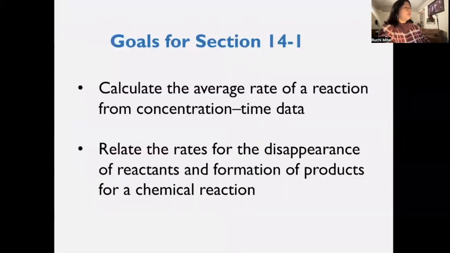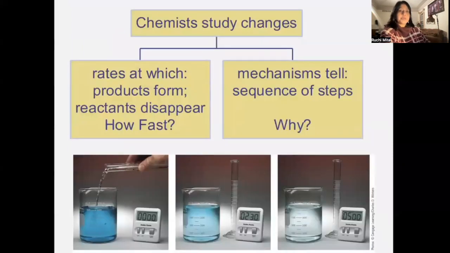So let's proceed with kinetics. First goal is to learn to calculate the average rate of a reaction from the concentration data and the time data. And we are going to relate the rate of disappearance of a reactant or the formation of the product in a chemical reaction. So let's see how we're going to do that. In order to study and understand this, we are going to figure out the rate of disappearance of a reactant. How fast is the reactant disappearing?